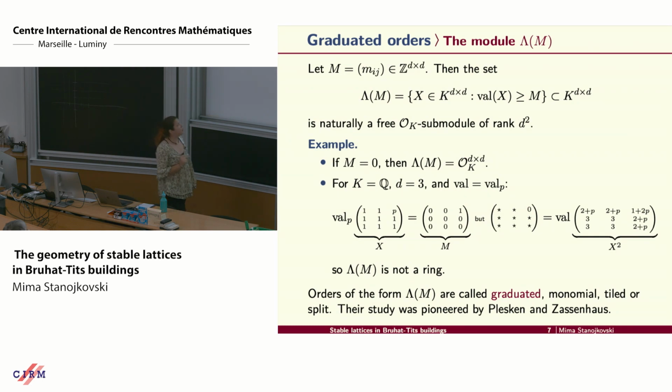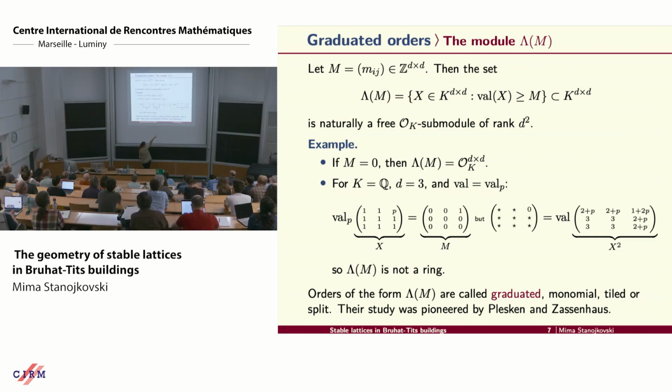Now, if I square my matrix X, that is what I get on the right. And if I take its valuation, it will, of course, depend on what P is. But the top right corner, the valuation will always be 0 because the entry is congruent to 1 modulo P. And if you now stare at them, you will see that the valuation of X squared is not at least M. So this is an example in which lambda M is a module, but it's not a ring.